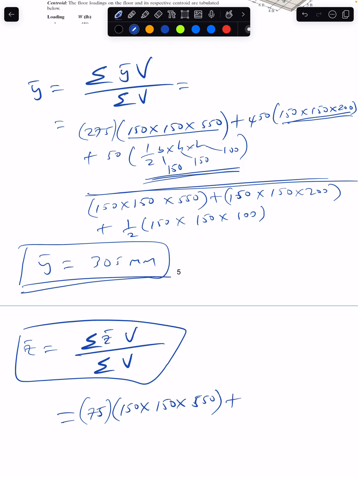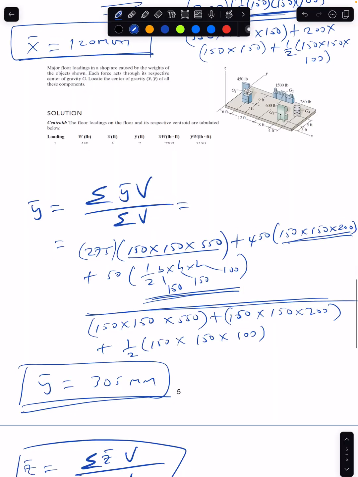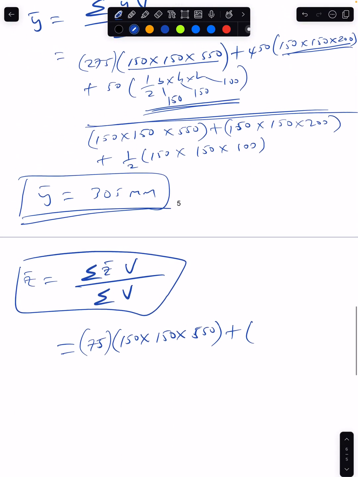And I move to part 2. This is my part 2. For part 2, what do you have? I have along the z-axis still 150. So for part 2, along the z-axis is still 150 divided by 2, which is still 75.